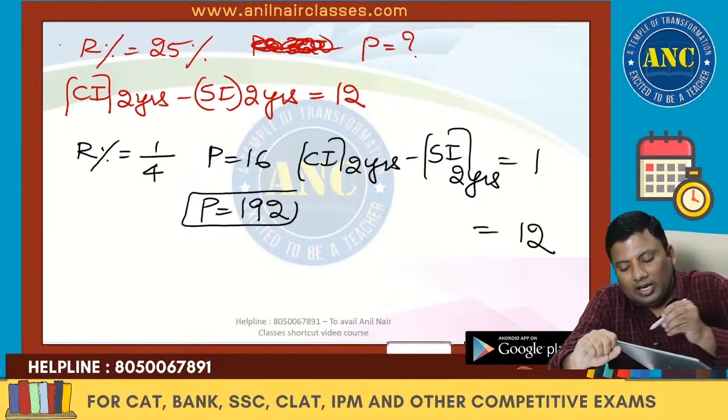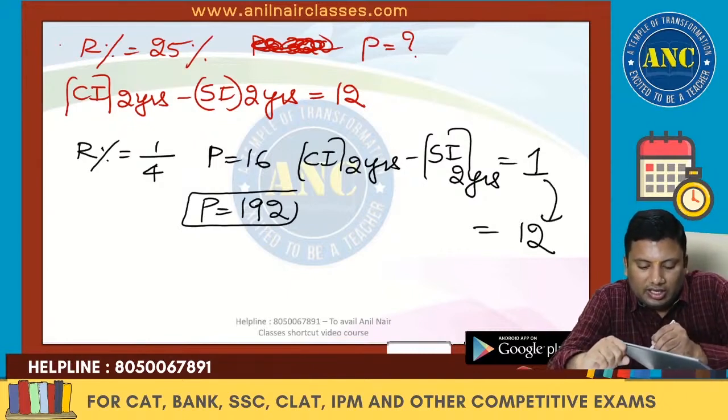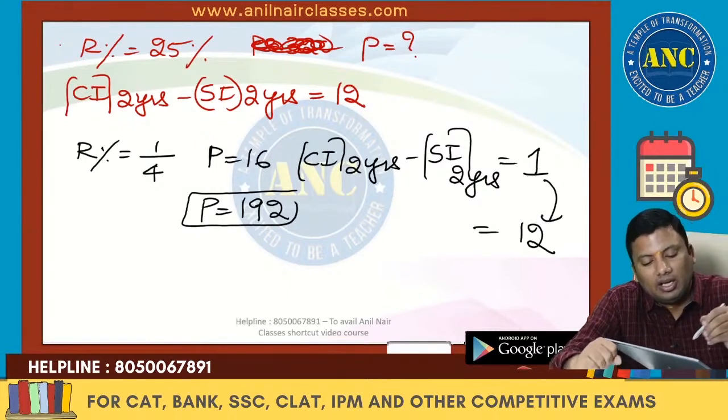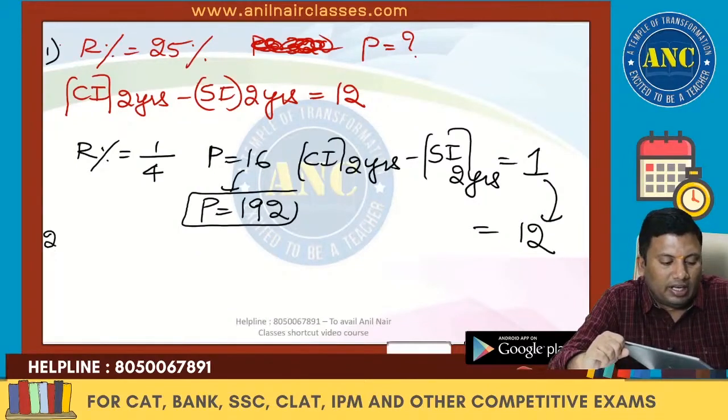CI for 2 years minus SI for 2 years is nothing but 1, but according to the question it is 12. So 16 into 12 is 192. First problem, I hope it is clear.